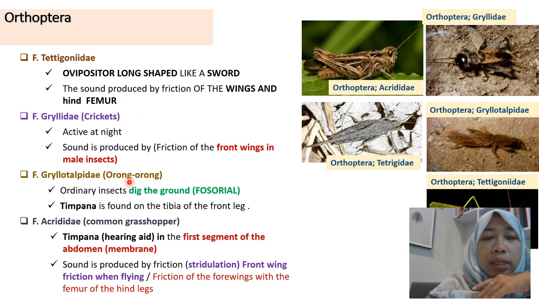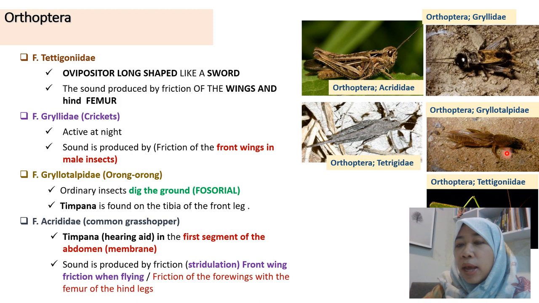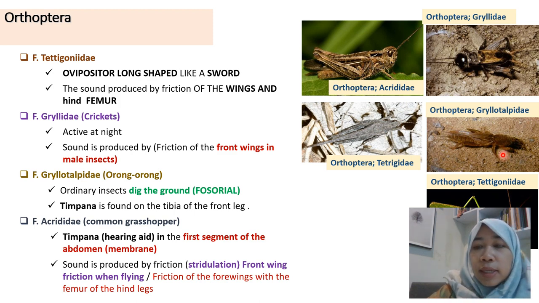And then the next one is the mole cricket, or in Indonesia we say orong-orong. The type of legs is fossorial, for digging the ground. This family also has tympana, but the location of the tympana is different. In Acrididae, this grasshopper, we can find it in the first abdomen, but in Gryllotalpidae, or the mole cricket, we can find the tympana in the tibia of the front leg. So the location is different.